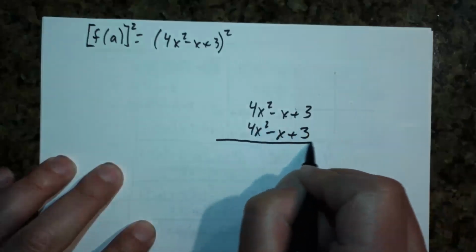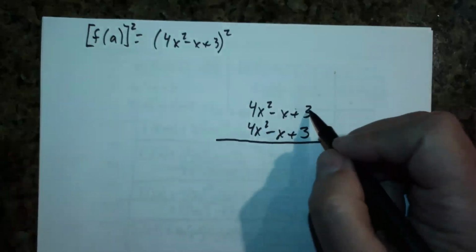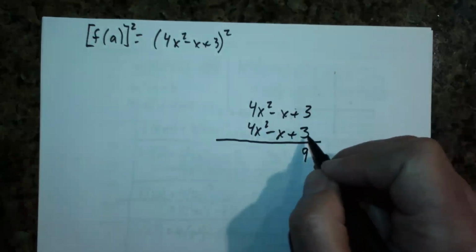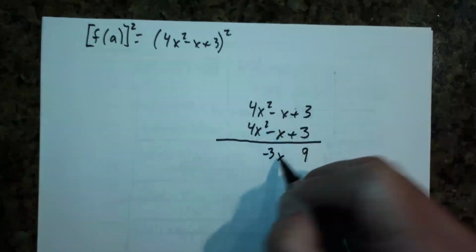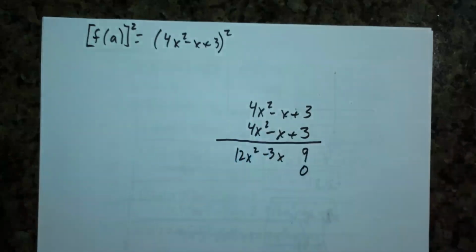And I'm going to multiply it like it's a 3-digit number. 3 times 3 is 9. 3 times negative x is negative 3x. 3 times 4x squared is 12x squared. Put down my placeholder. Start again.